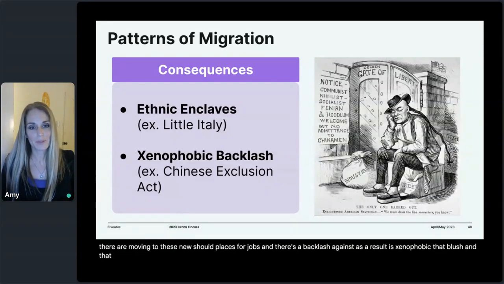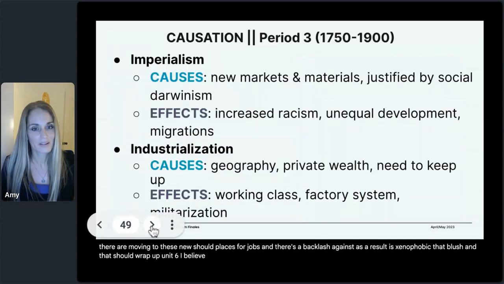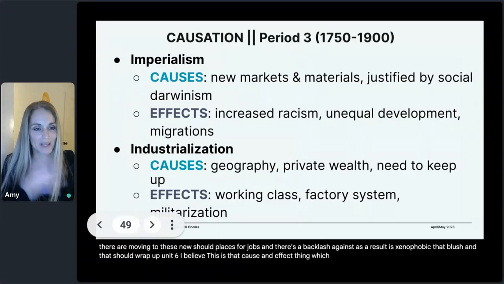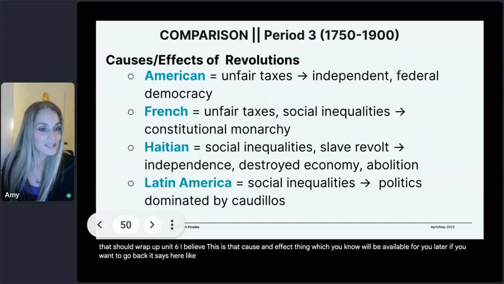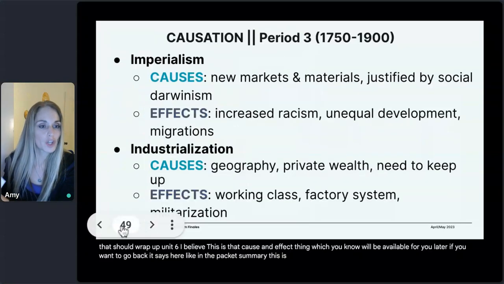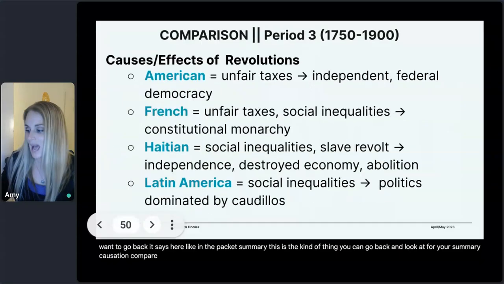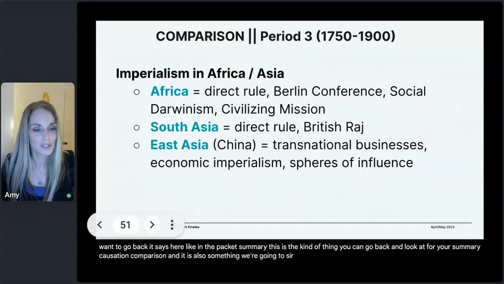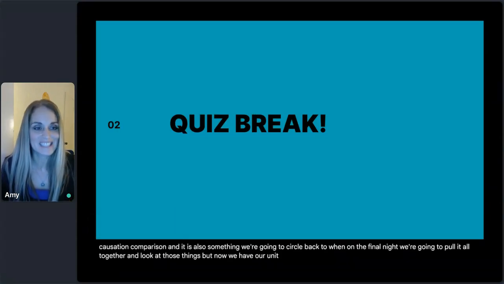And that should wrap up Unit 6, I believe. This is that cause and effect thing, which will be available for you later if you want to go back. Like in the packet summary, this is the kind of thing you can go back and look at for your summary, causation, comparison. And it is also something we're going to circle back to on the final night. We're going to pull it all together and look at those things. But now we have our Unit 6 quiz.